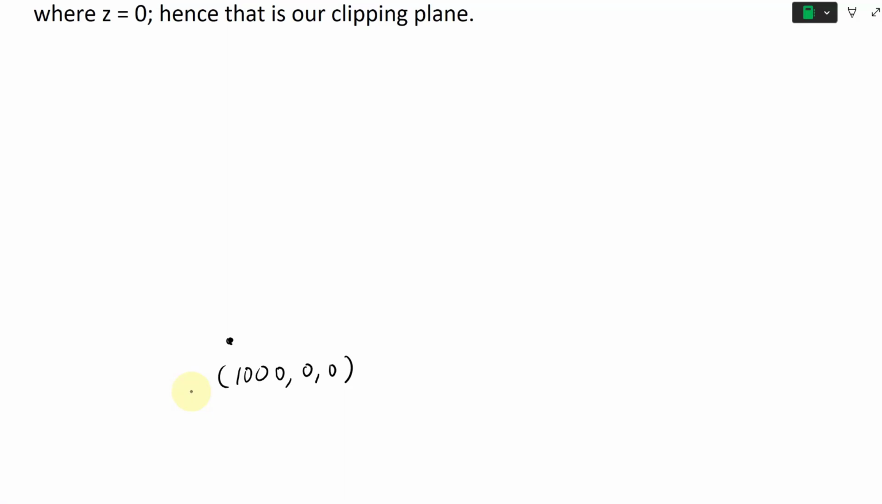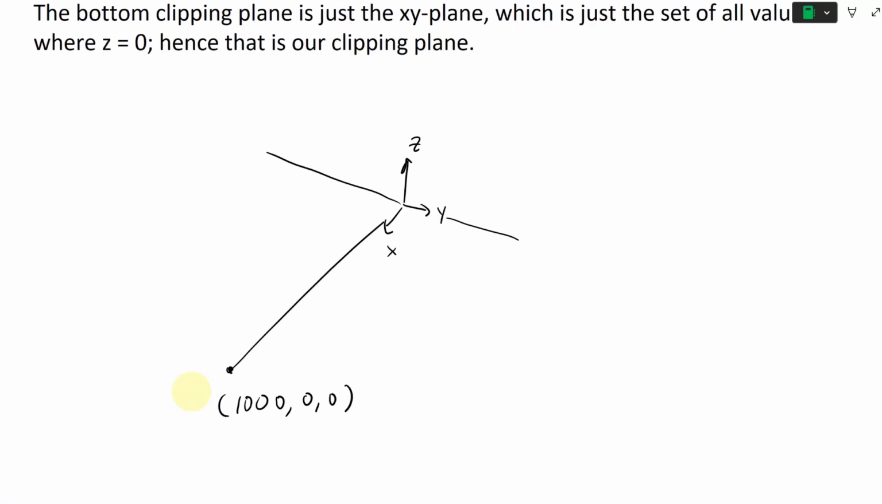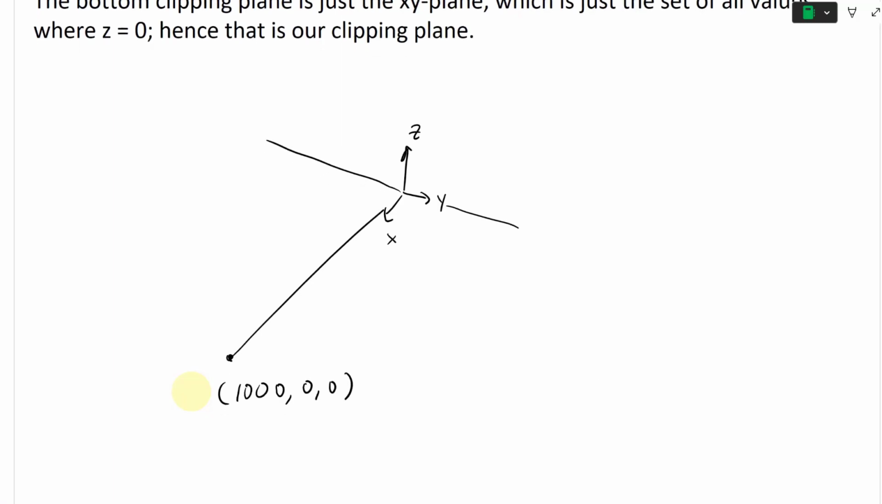Let's say we have here the z, y, x, like this. This reaches all the way up to here. And then our plane is going to be our screen. Let's move this down.